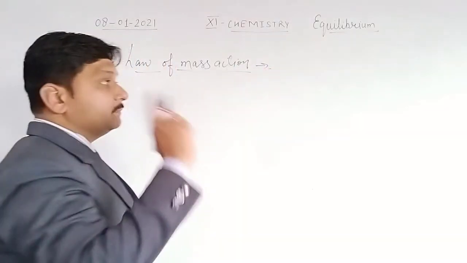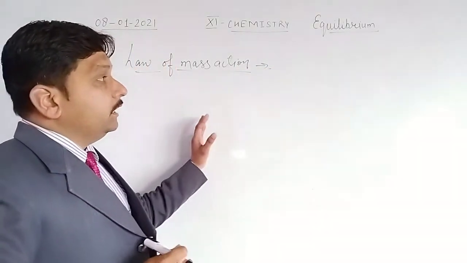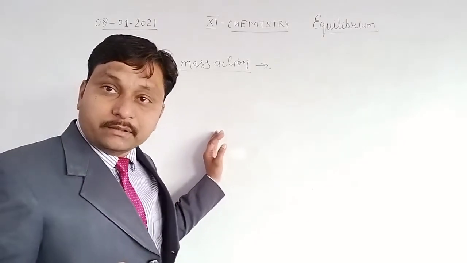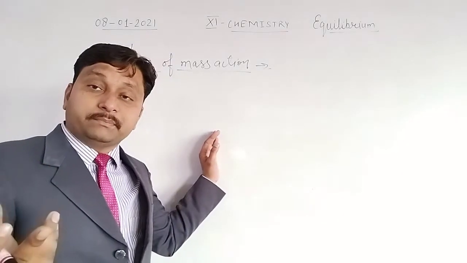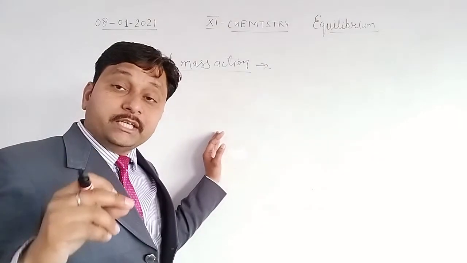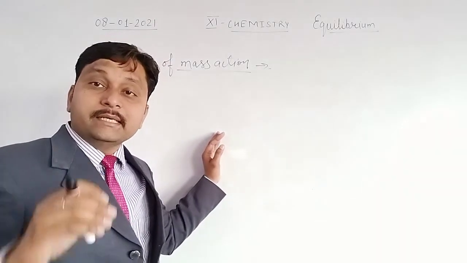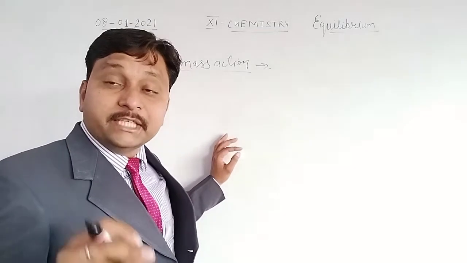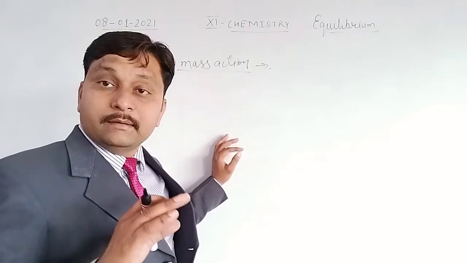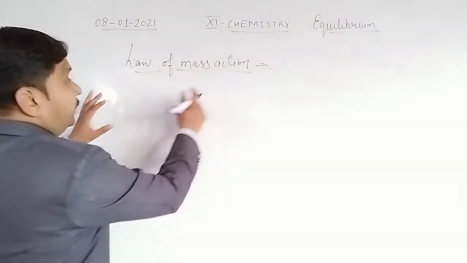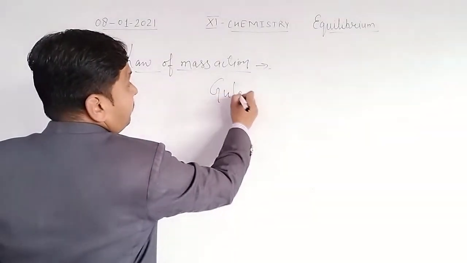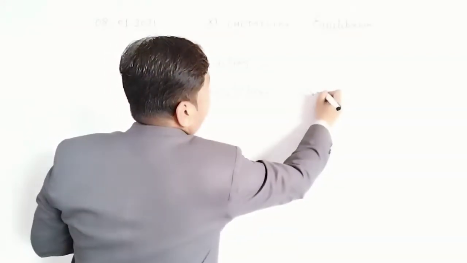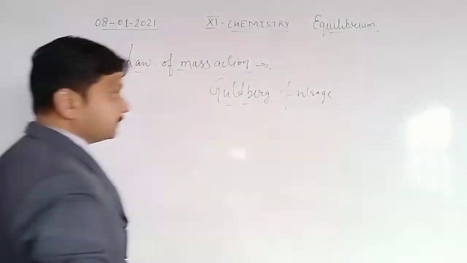Before this, always remember, in the equilibrium condition or in chemistry, when we denote concentration, especially in the equilibrium chapter, concentration is denoted in square brackets, and that concentration is represented by the unit of mole per liter. Clear? So according to Guldberg and Waage, these two are the scientists.